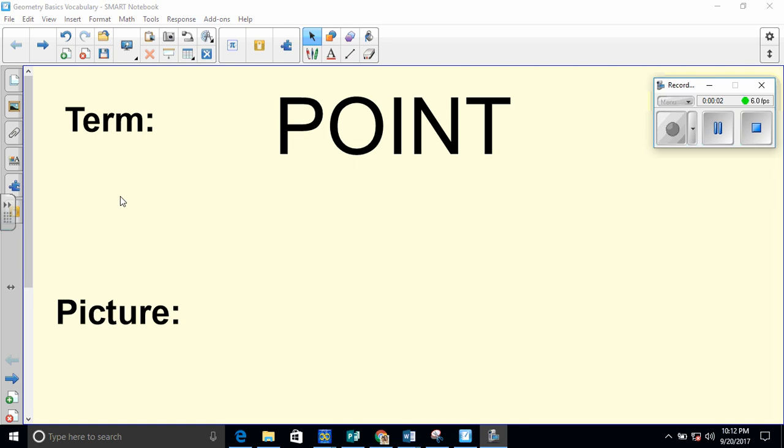All right, so these are the notes on the Geometry Basics vocabulary. So we're just going to go over some basic vocabulary that you're going to need to know for the rest of the school year.